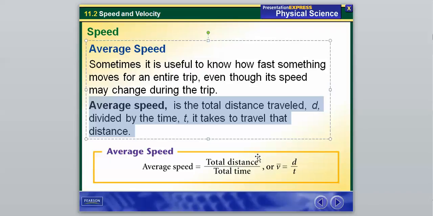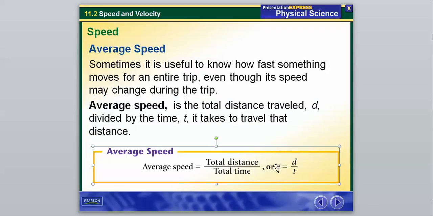So right here is our simplified version over here on the far right. This is what you really need to focus on. So this v with the line above it represents our average speed. This lowercase d represents our total distance. This lowercase t represents our total time. So it's a pretty simple formula to figure out average speed.